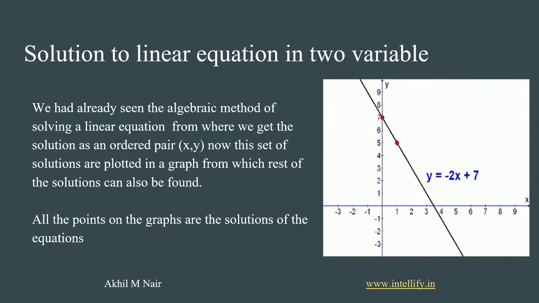Considering the example given right here, y is equal to minus 2x plus 7. Here for every value of x there will be a y, and that particular point is plotted in this graph. All the points on the graph are solutions of the equation, which we will see in the next section.